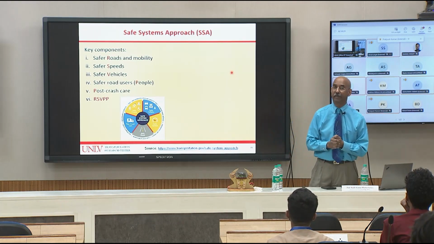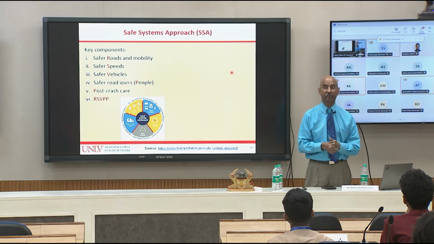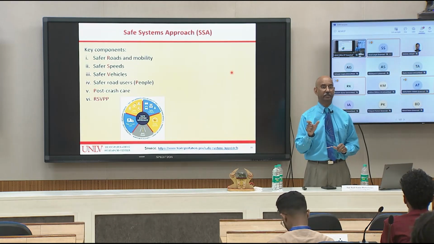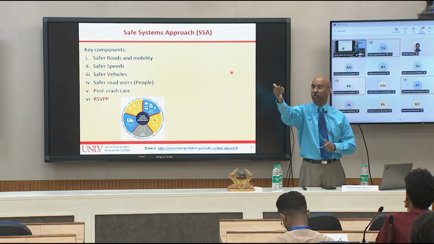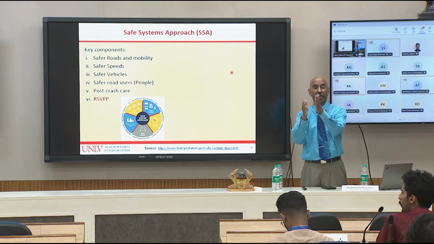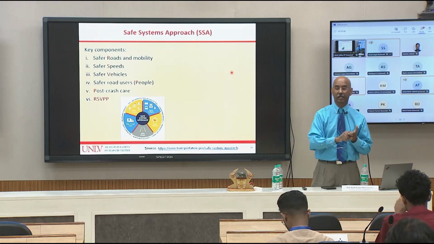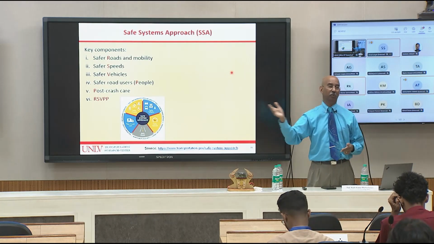So the golden hour is basically after a crash, where somebody is injured, if you can provide the appropriate medical care within the first 60 minutes, you can reduce the potential of a fatal outcome to a major injury, or a major injury to a minor injury. So this consists of a number of elements. One, you need to notify people that a crash has occurred, and get the appropriate responders.